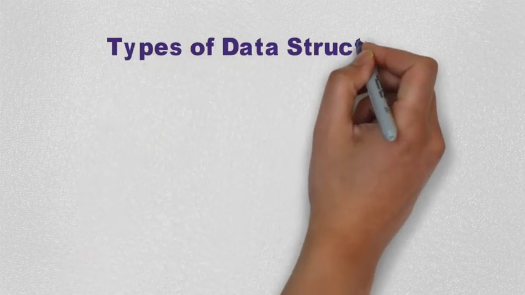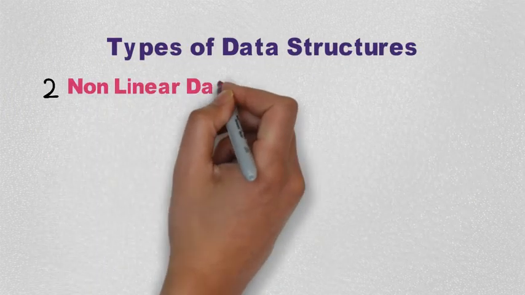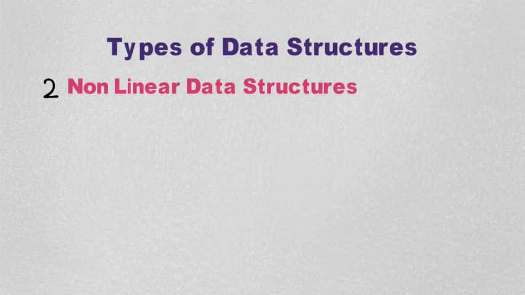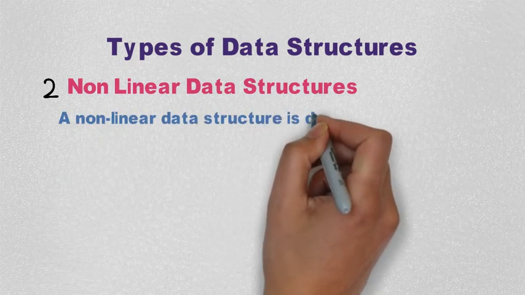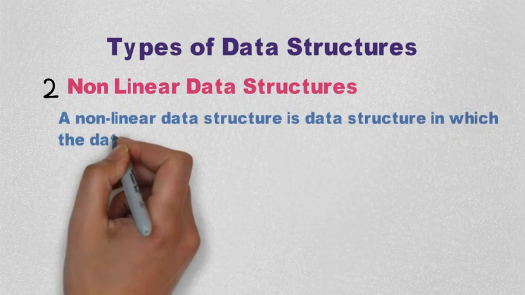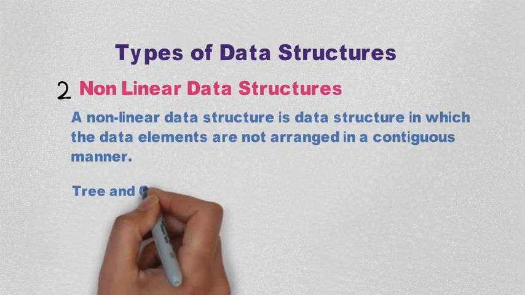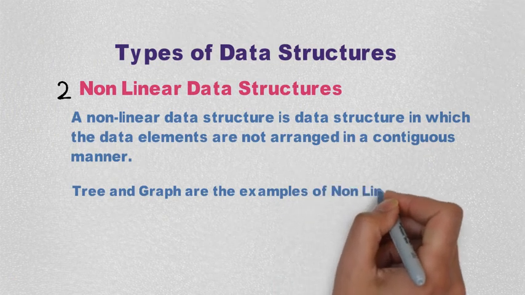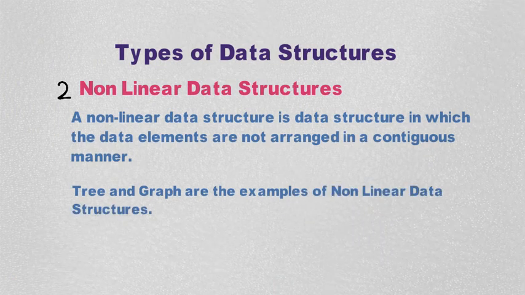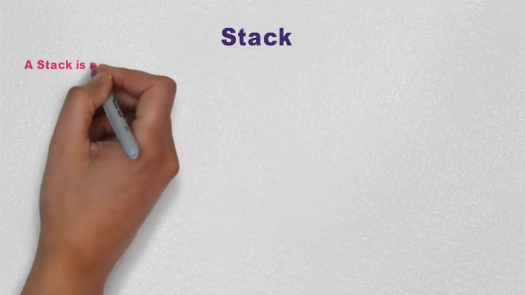Now let us see what is nonlinear data structure. A nonlinear data structure is a data structure in which the data elements are not arranged in a contiguous manner. Tree and graph are the examples of nonlinear data structures. Now let us look at the definition of what is stack.